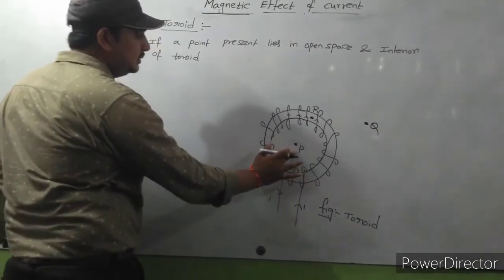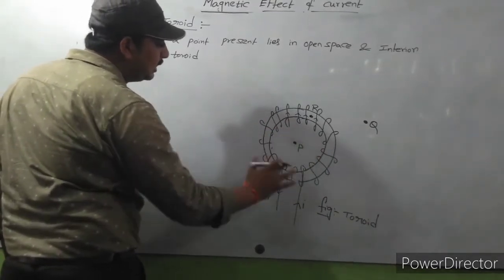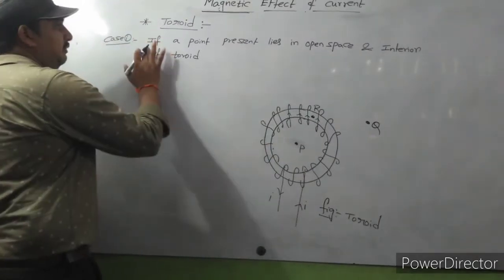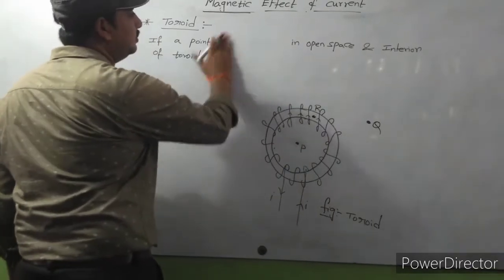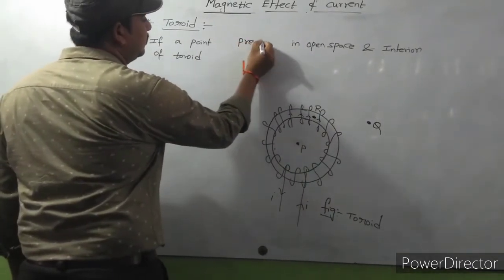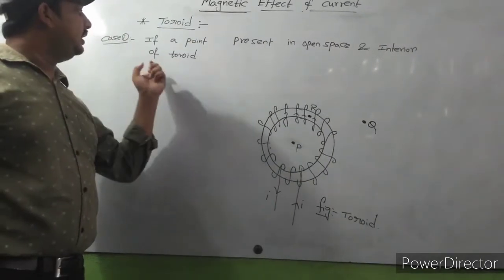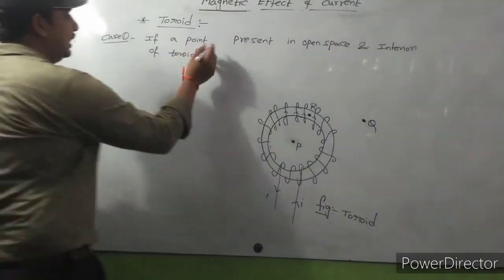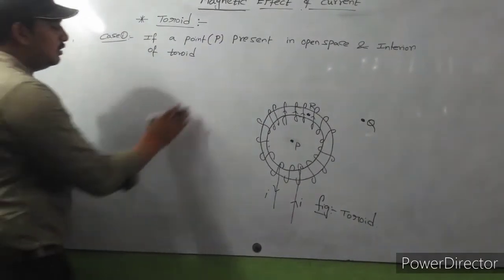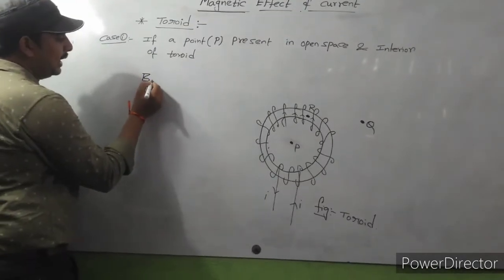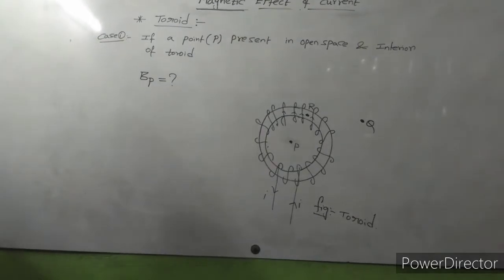This point is present in open space and it is the interior part of the toroid. That's why, if a point is present in open space and the interior of a toroid, that point I consider as P. A point P present in open space and the interior part of the toroid. We need to find the magnetic field at that point P.